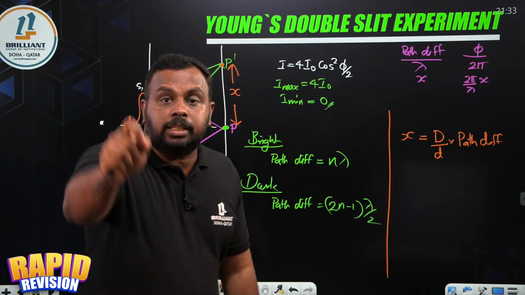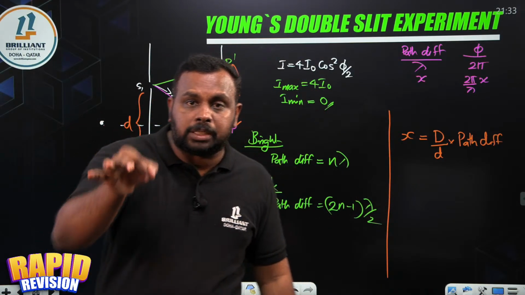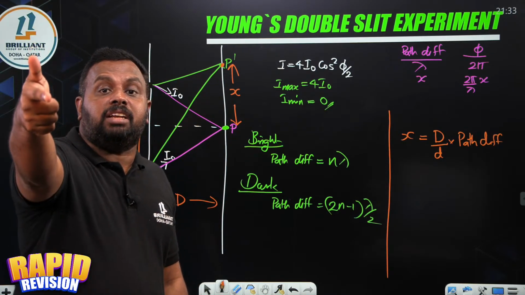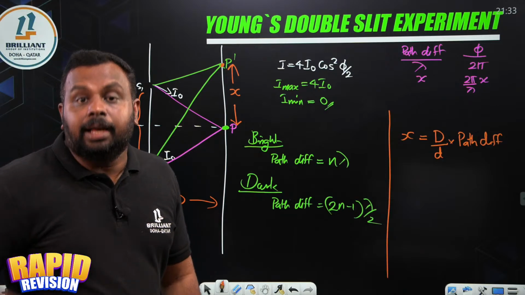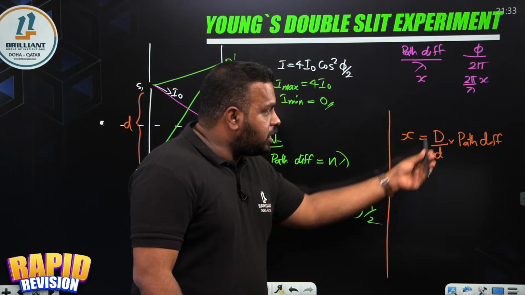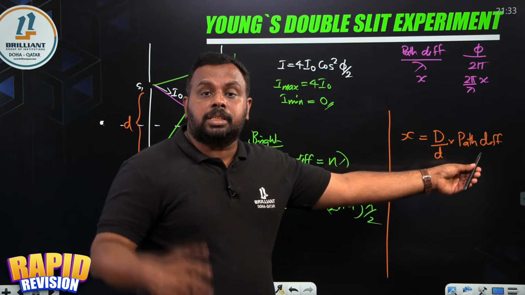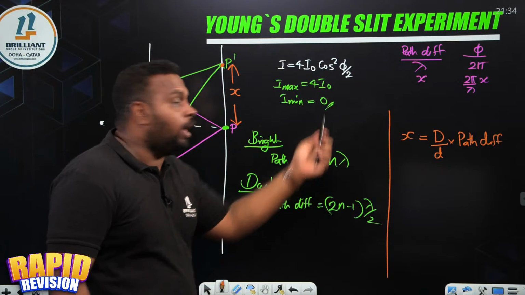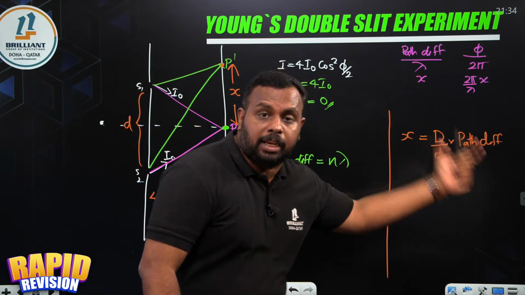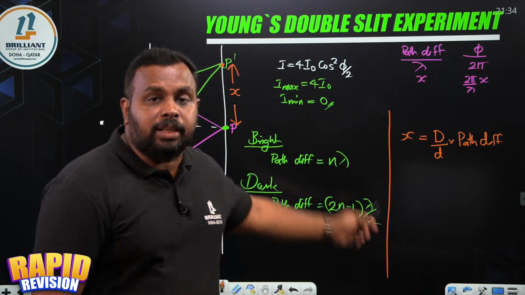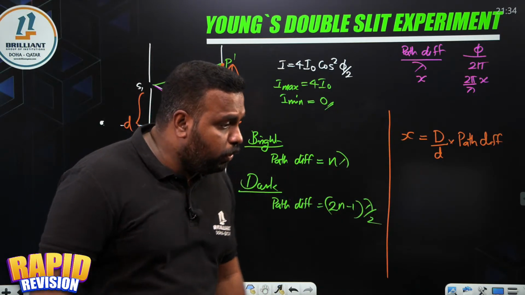Path difference. Why this formula is important: if you are checking the past year questions, you can see that they ask to calculate the distance of the third bright fringe from the central maxima. Third bright from the central maxima. So what you can do, x is equal to D by d, path difference, third bright. What is the path difference for bright? Bright is n lambda. So for path difference, you can put n lambda and take n equal to 3, since third bright means 3. Like that you can find the distance. Hope it is very clear for you. Yes.